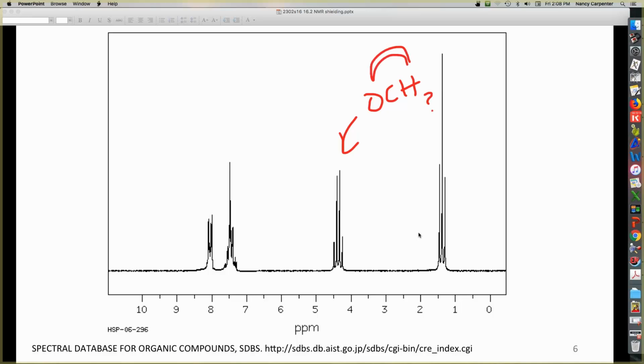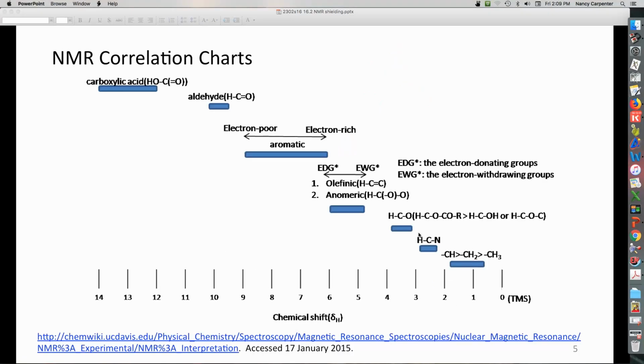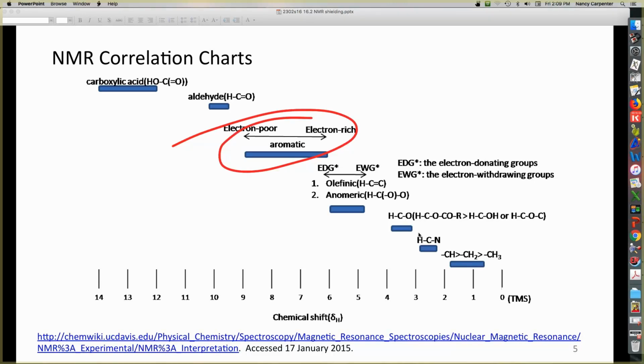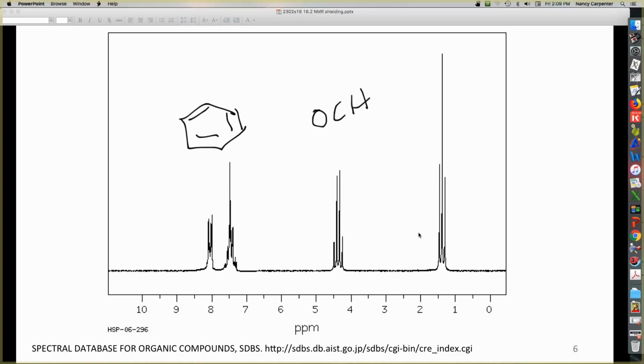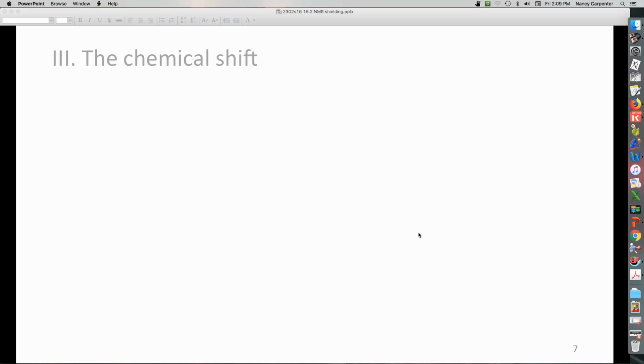Okay, because that's what my correlation chart tells me. So I've got alkane here, I've got OCH something here, and what's around 7 to 8? Holy cow, that is always bells and whistles for aromatics. So without knowing much NMR at all, I can say from the get-go, I have something like this, something like this, and something like this in my molecule. And that's a lot of information just in a few minutes. Alright, so that's the chemical shift, the position where these signals show up.